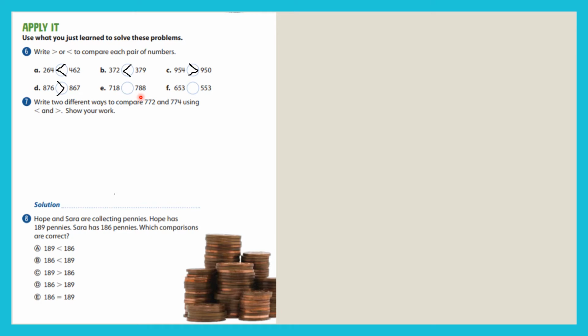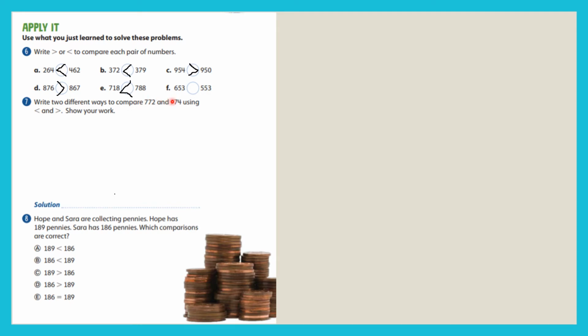718 and 788. Let's compare the hundreds. I have 700. I have 700. Let's compare the tens. 1 ten and 8 tens. I know that 8 tens is greater than 1 ten, so I am going to put my arrow pointing to the 788 because 8 tens is greater than 1 ten, and my alligator mouth must be open to the bigger number. So this reads 718 is less than 788.